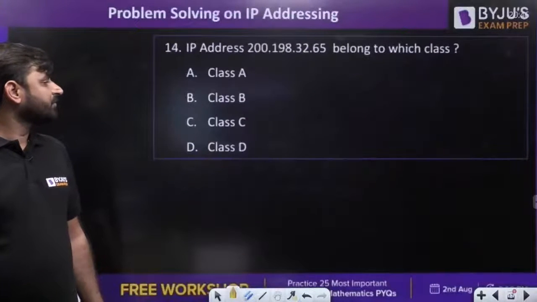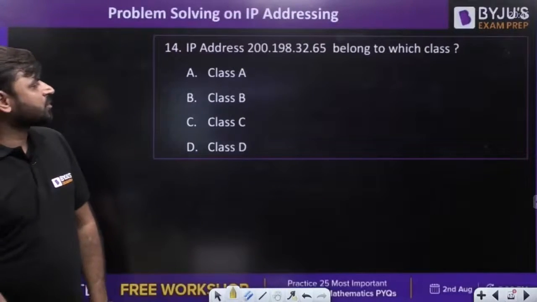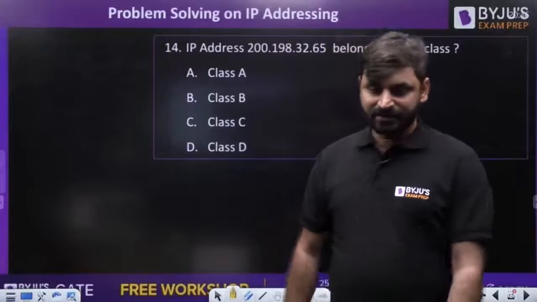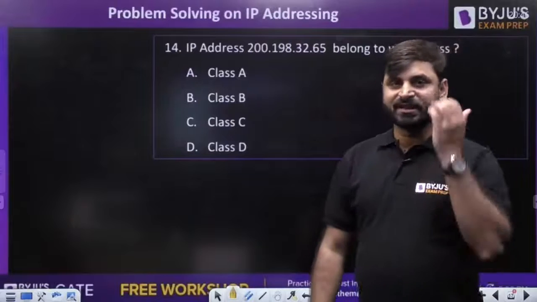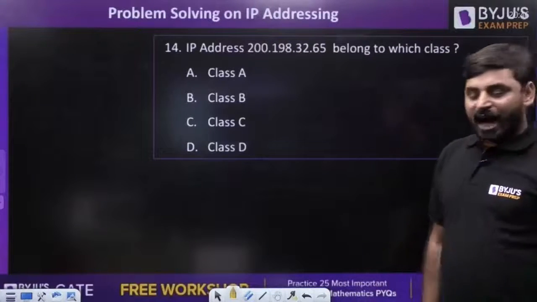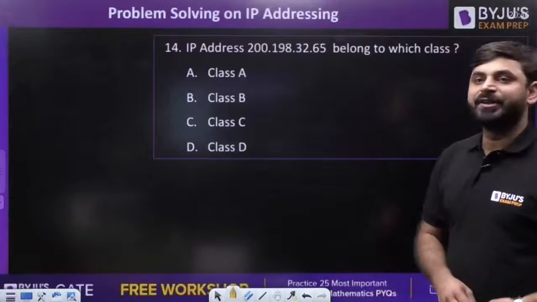Question number 14. The IP address 200.198.32.65 belongs to which class? I want the correct answer from all of you within 30 seconds.